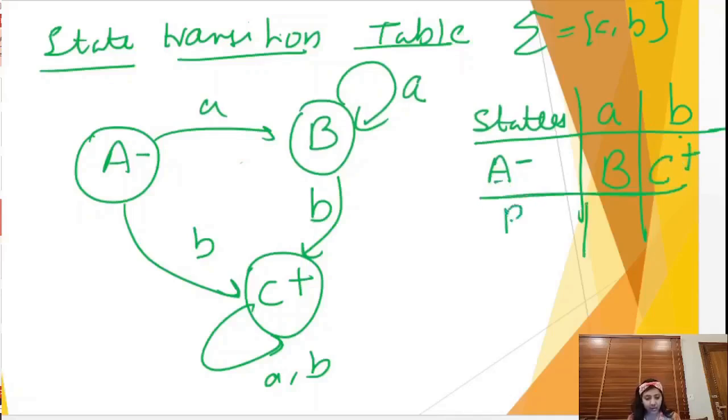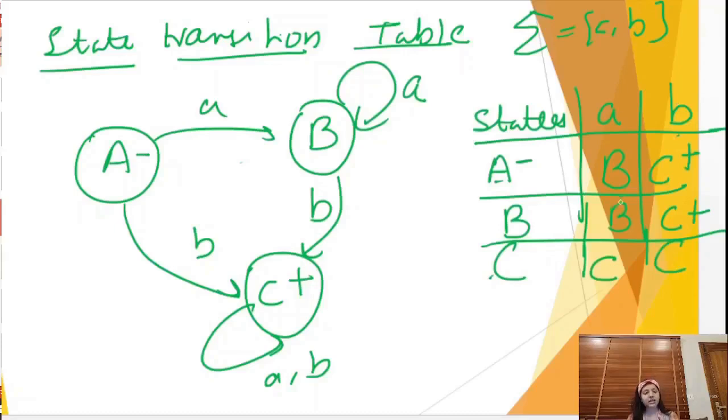Then we write down for state B. If you are on state B, you receive A, you go to B. If you are on state B, you receive B, you go to C. Then for C, if you are on state C, you receive A, you go to C only. If you are on state C, you receive B, you remain on state C also. Are there any more states? No. So this is my state transition table for this particular automata.